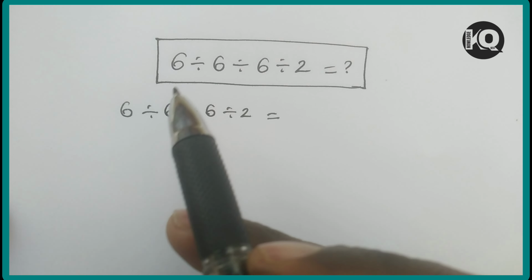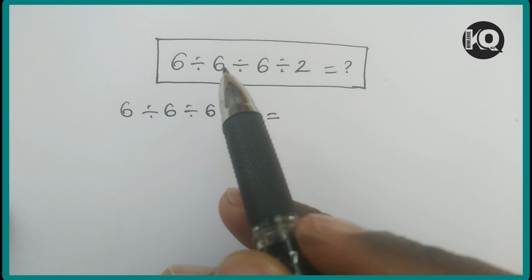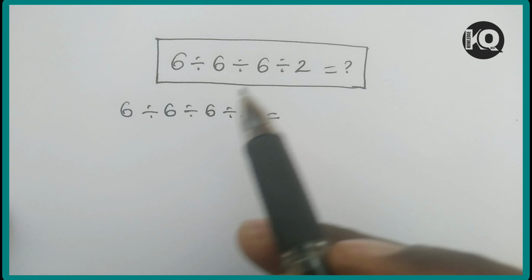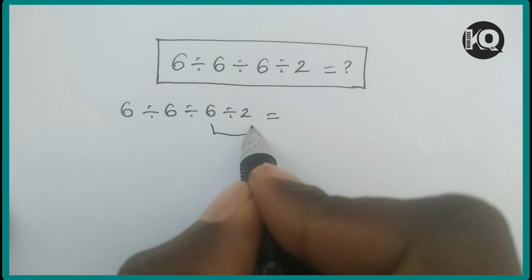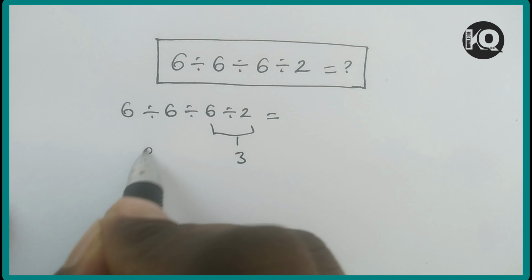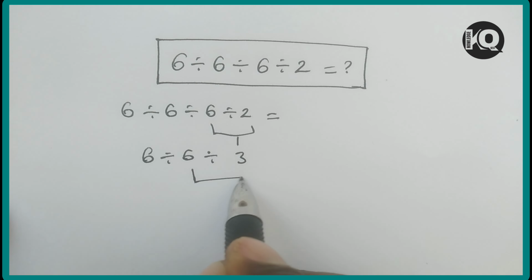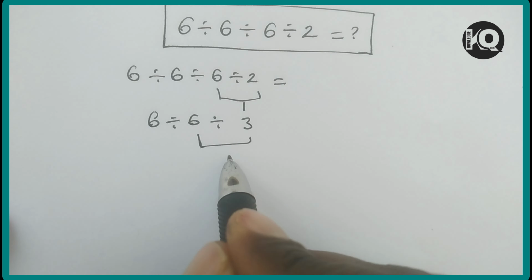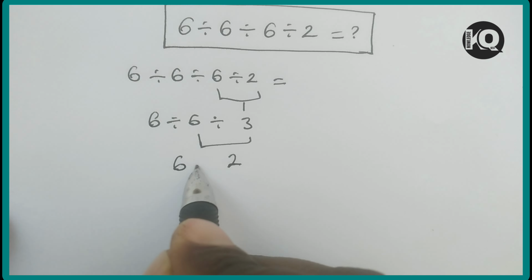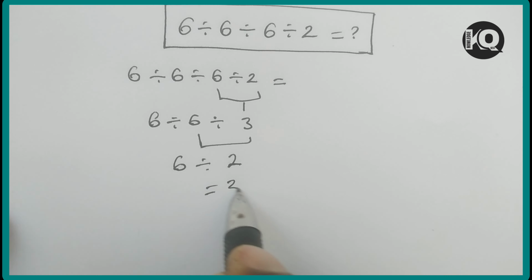Hello, welcome. Simplify this equation: 6 divided by 6 divided by 6 divided by 2. So let's begin with 6 divided by 2, it will be 3. So we have 6 divided by 6 divided by 3. And then let's continue with this: 6 divided by 3 will be 2. So here we have 6 divided by 2, finally it will be 3.